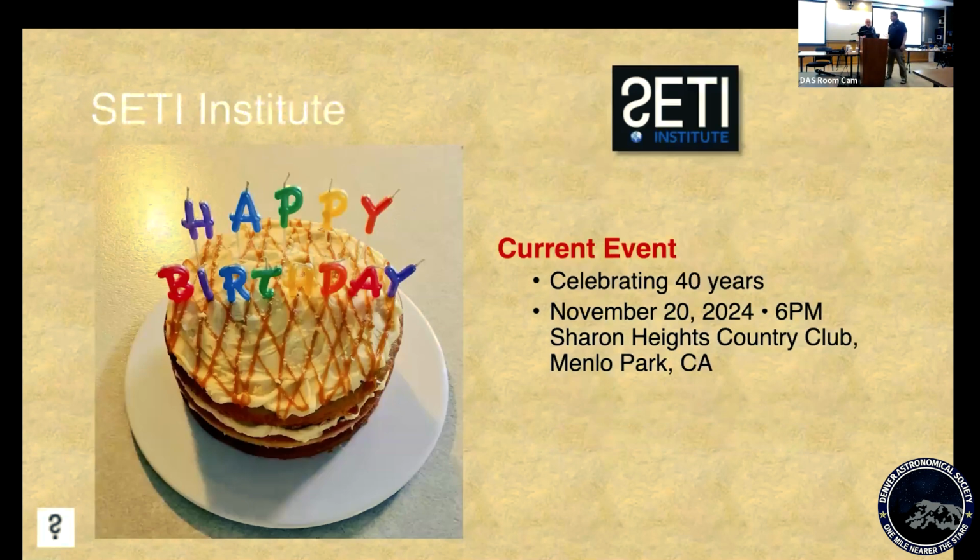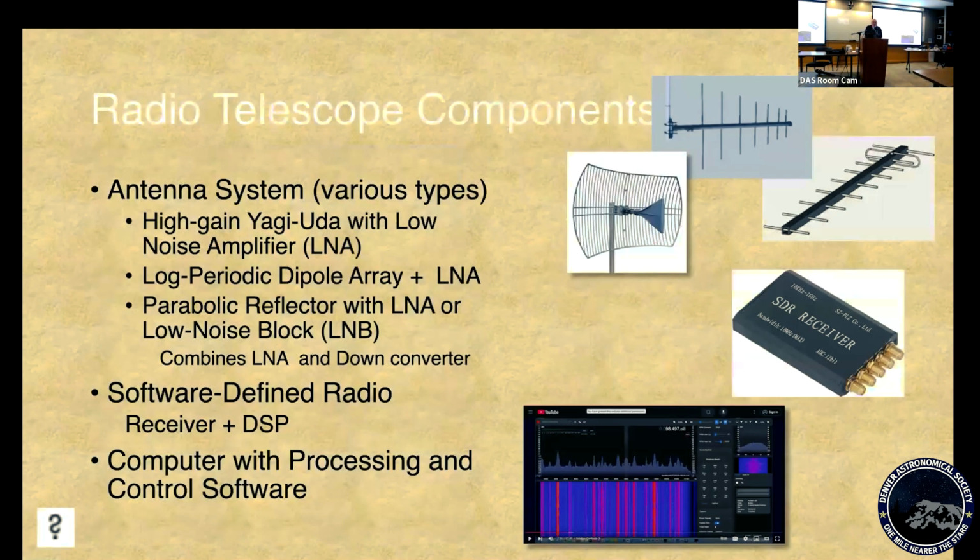I just wanted to mention this. Ed gave me 10 seconds on the SETI because he's already talked about it. They're having a happy birthday later this month for 40 years' worth of activity. 1984 is when they got started, so George Orwell's favorite year. If you have the money and the time, go to Menlo Park, California, and have a wonderful time.